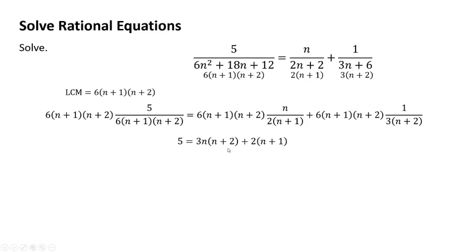5 is equal to 3n times n plus 2 times n plus 1. We have to use the distributive property a couple of times here. We'll get 3n squared plus 6n plus 2n plus 2. Let's combine like terms and set everything equal to 0. 3n squared plus 8n minus 3.